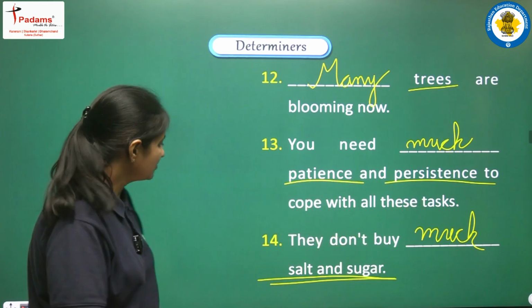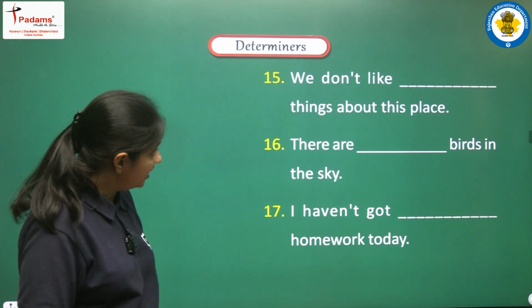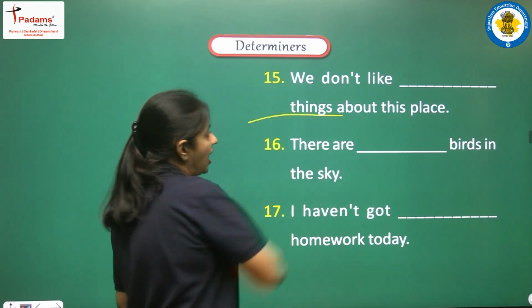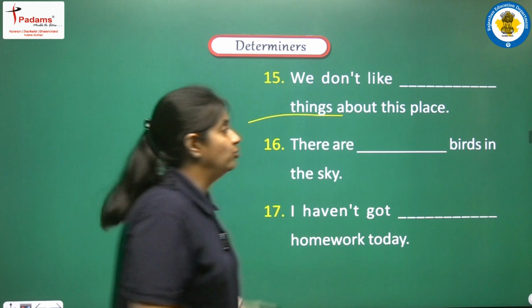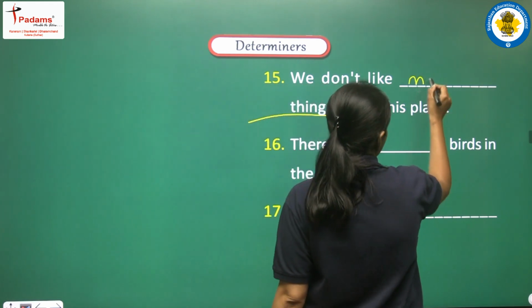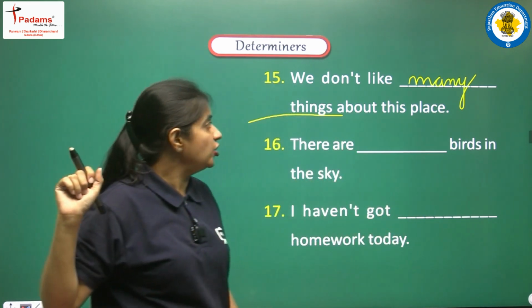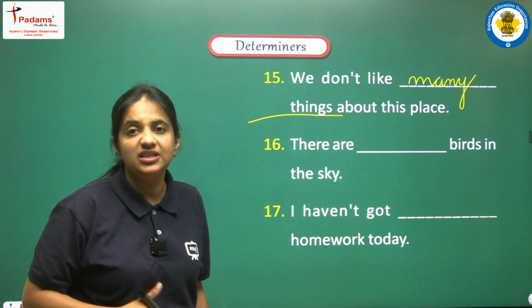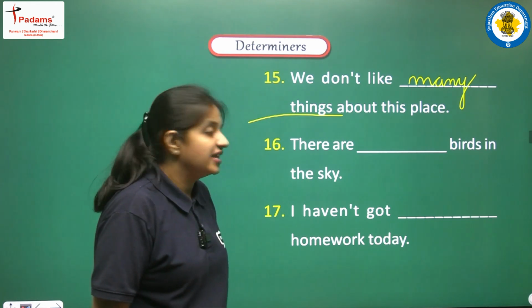Okay. Moving on, next sentence, we don't like things about this place. So we are having things, that is plural and countable noun. So here in this blank we have to write many, and the sentence will be we don't like many things about this place.